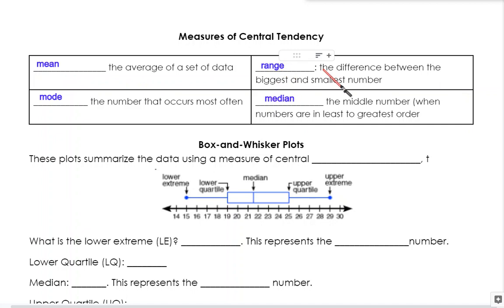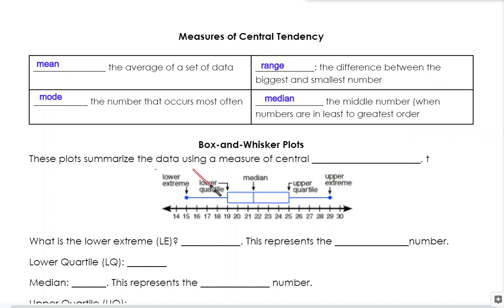Range. Range is important to know. Range is that you just take your biggest number and your smallest number and you subtract them. Mode is the number that occurs the most often, and median is the number in the middle. That only works when you put your numbers in order, from least to greatest, and then you find what number is in the middle. That one's a super important one for box plots.